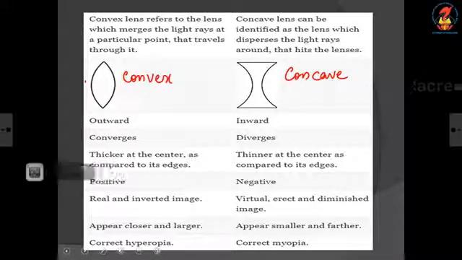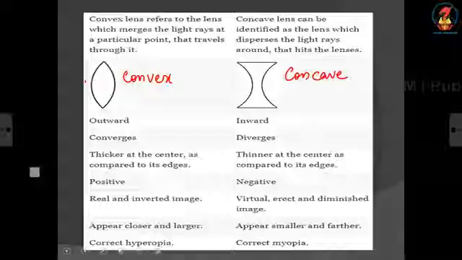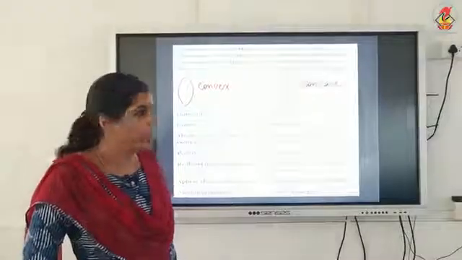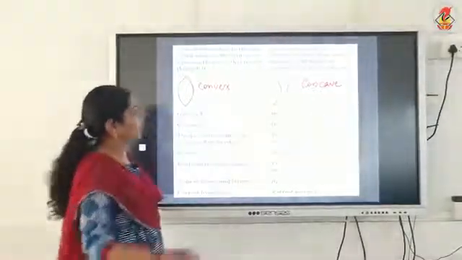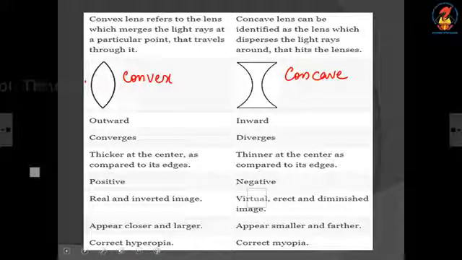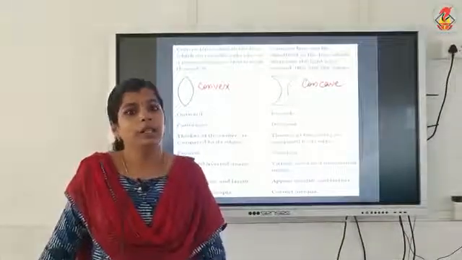Now, real and inverted image. A convex lens forms a real inverted image. In only one case it forms a virtual image. In all other cases it forms a real and inverted image. A concave lens always forms a virtual, erect, diminished image.